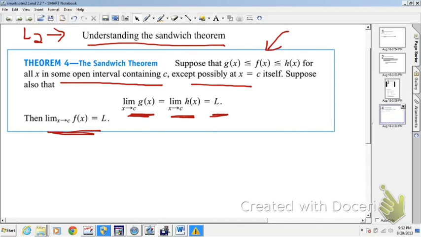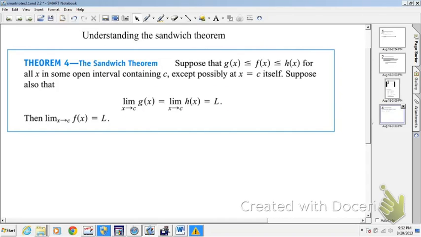And the easiest way to say that is f of x is being sandwiched in between g of x and h of x, which is a lower and upper bound, basically, on the functional values. And if their limit is L, so too is the limit of f of x. Let's take a look at a drawing that'll help us.